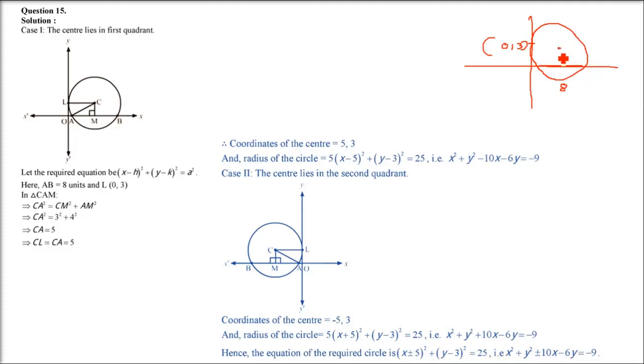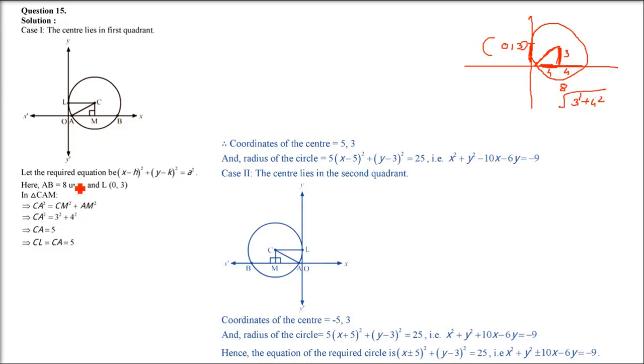We will take the center, drop a perpendicular, and whenever we drop a perpendicular, it will divide the chord into two equal parts. That is 4 and 4. This will be 4 and this will be 4. And this perpendicular distance is only the y-axis, because the center's distance from the x-axis is the y-coordinate, which is 3, already given.